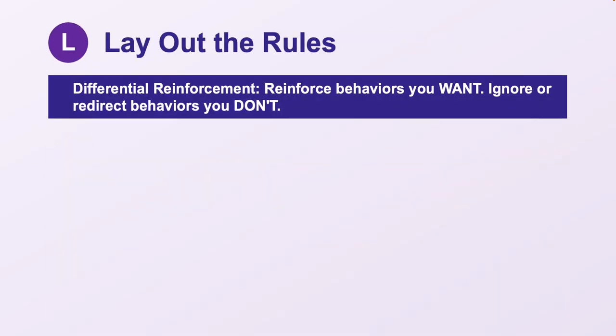Laying out the rules. So differential reinforcement, meaning in some cases you do something more or less, or sometimes or not at all, right? So reinforcing behaviors you want, ignoring or redirecting behaviors you don't. So if your child's screaming to get the thing that they want, you are either redirecting back to how they communicate. You say, you know what, we don't get those things when we scream. How about you use your device or a gesture or something else, whatever you decided that behavior is. Do this, then you can get the thing.